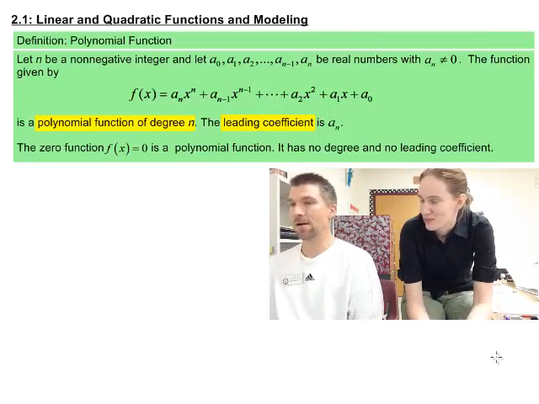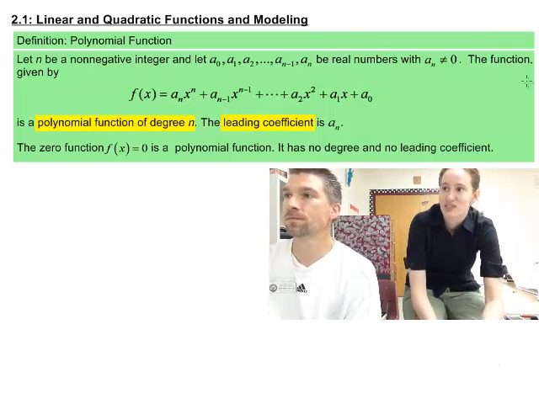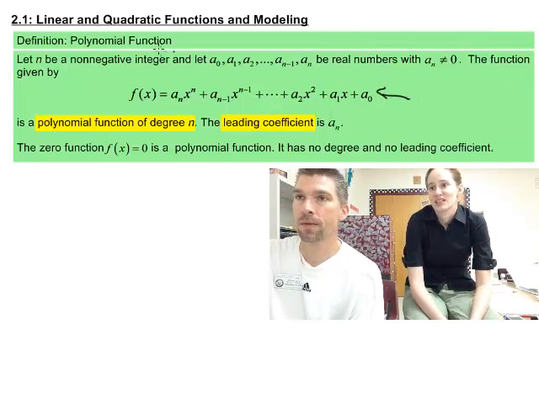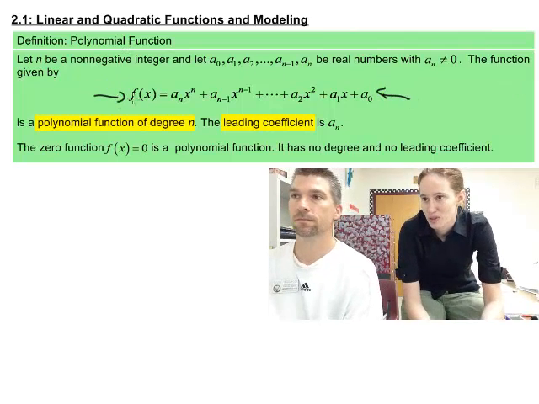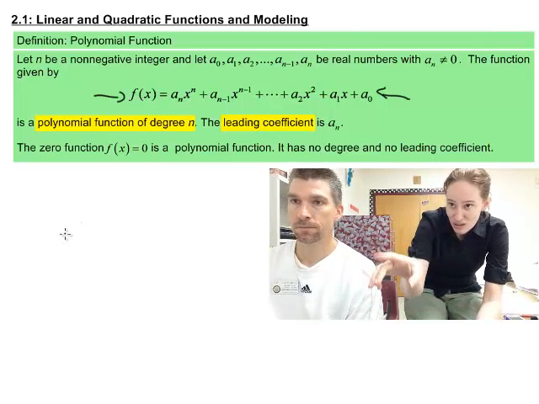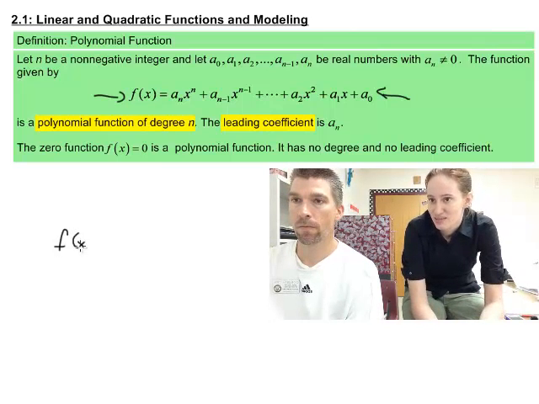Okay, we're starting off with the definition of a polynomial function. You've got all of this math jibber-jabber here, which is basically telling us that if we have a polynomial function of degree n, the leading coefficient there is a of n, which is good.